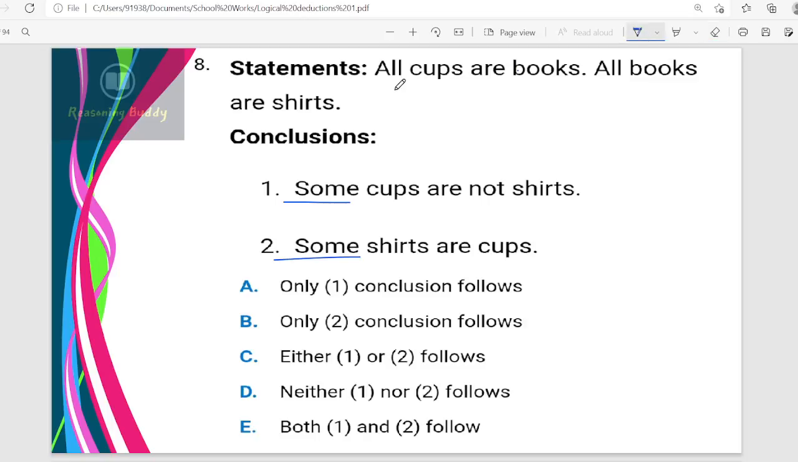Then go for rule 7, that is, a non-distributed term should not be distributed in the conclusion also. What is non-distributed here? Shirts is the non-distributed term. Here shirts is not distributed, and in these two cases also shirts is not distributed. Here you can see what is the difference between these two conclusions. Some cups are shirts and some cups are not shirts, and some shirts are cups.